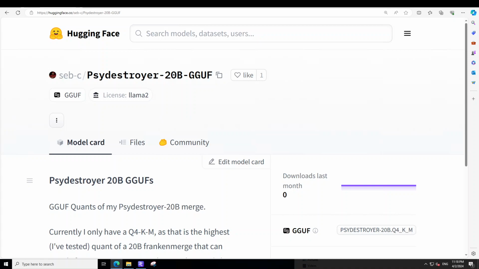So that is why I am always keen to try out these merged models. And when I stumbled upon this Psydestroyer, which is a self-merge of Psyfighter, then it is imperative that I would make a video. So let's try it out.